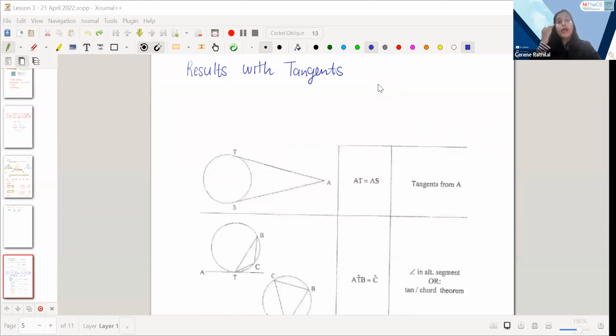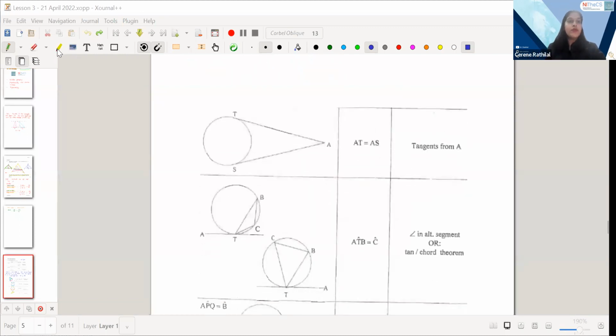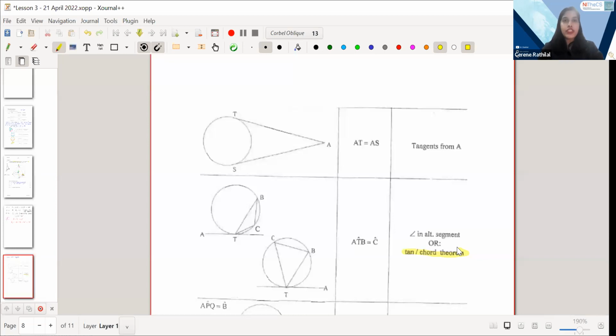Right, so let's talk about results with respect to tangents. One of the important results that we will require today is the tan-chord theorem. But before we get to it, there's one further result with regard to a tangent. Firstly, what is a tangent? Can someone explain to me what defines a tangent to a circle? What does it mean? I'll look out in the chat box. Maybe you could quickly type up something.